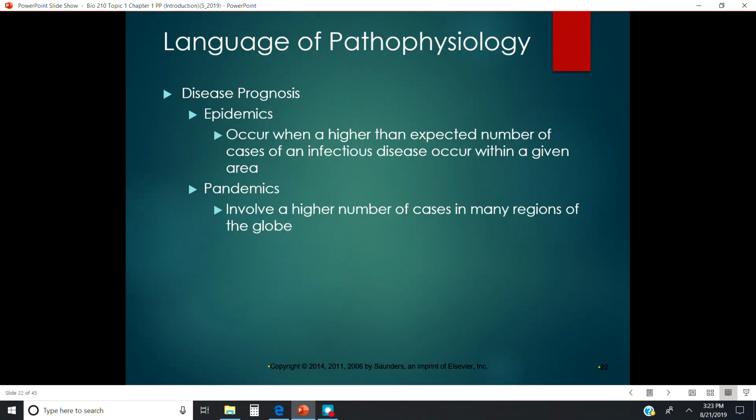Now, an epidemic occurs when a higher than expected number of cases of an infectious disease occur within a given area. The example I'm going to keep giving is the flu. Going into September, October, November, the number of flu cases goes up dramatically. That would be an epidemic. A pandemic is when something becomes global. Whenever you hear pan, think global.